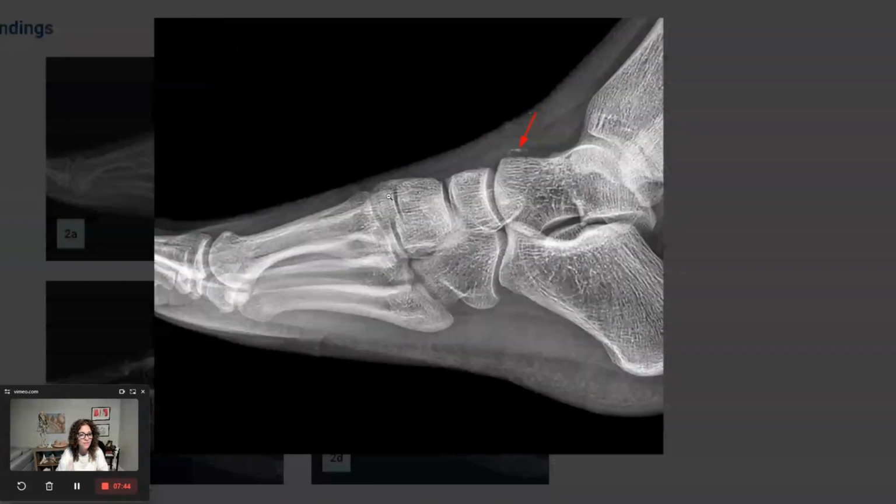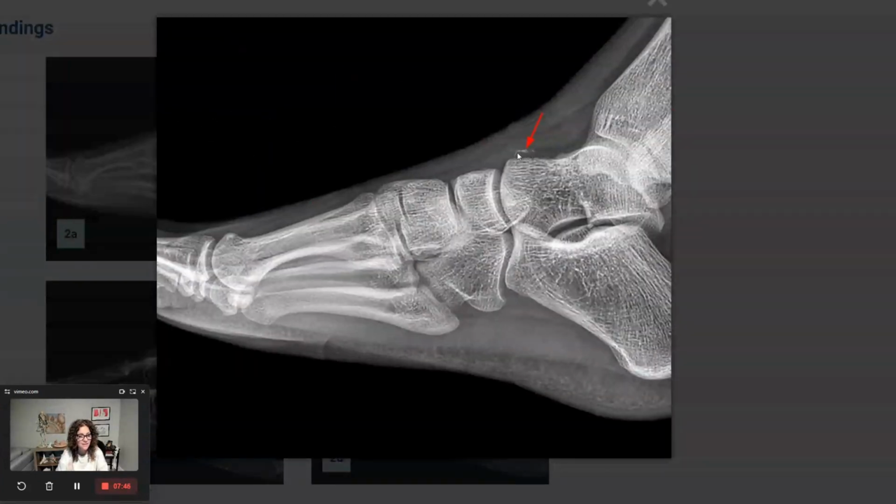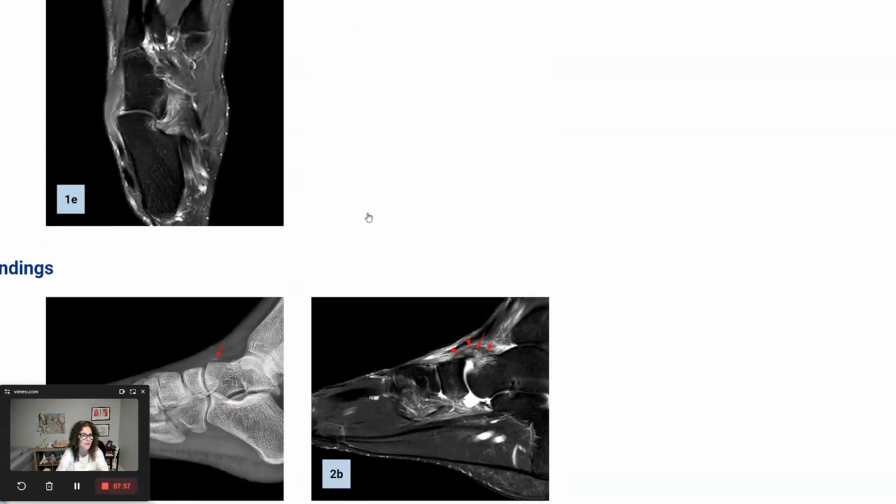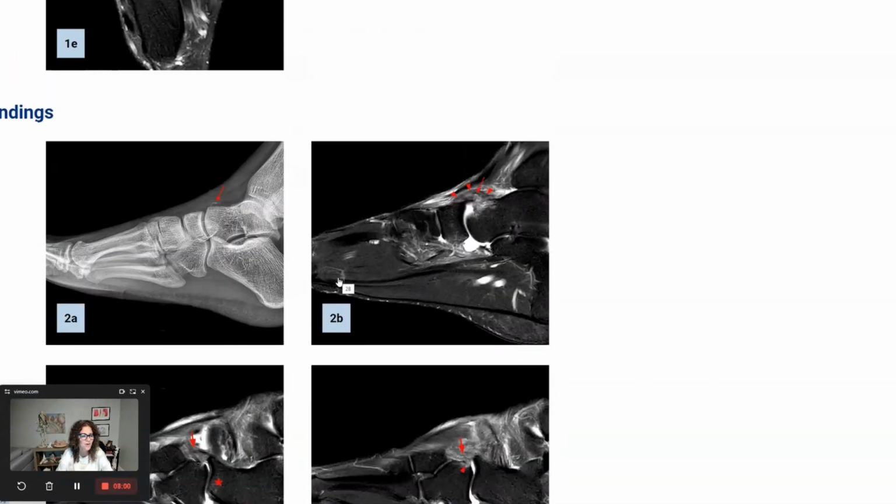And let's see what that looks like on an x-ray. We often see things along the dorsal talonavicular region on an x-ray. So it gives us a clue to what we might be saying about that when we understand what is actually seen on MRI. Fantastic. So I hope that's been helpful.